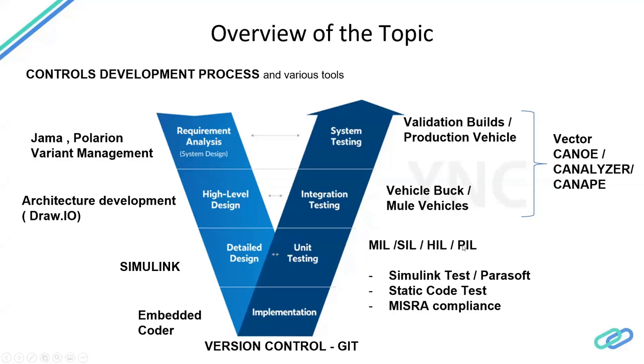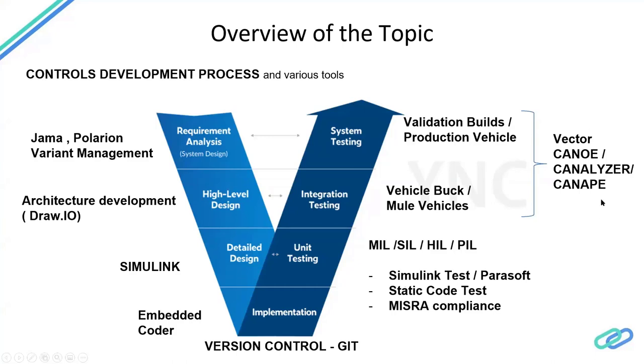So you want to get rid of those kind of test cases. So you want to write those test cases in the processor when you flash this code into the processor. So this is one of the standard testing as a controls test engineer that you would be doing. And then slowly, so this all, you can see you are not talking anything about vehicle, right? And then slowly you start moving into mule vehicles or vehicle buck, which is basically you start putting this processor in the car and then you start testing. And then slowly you move into production vehicles.